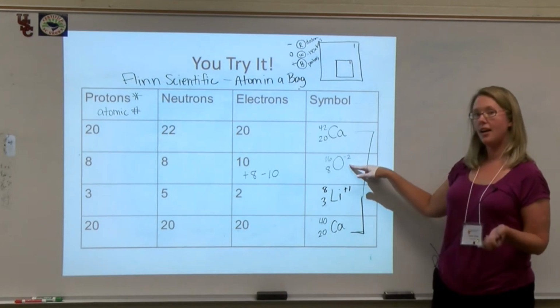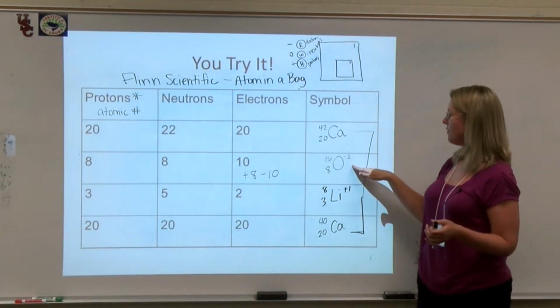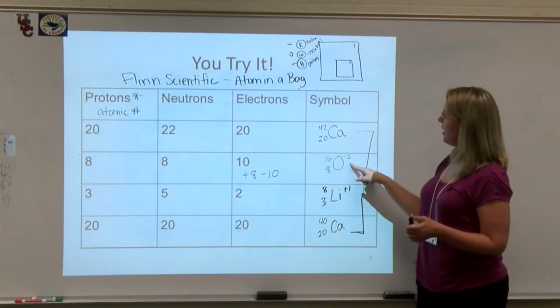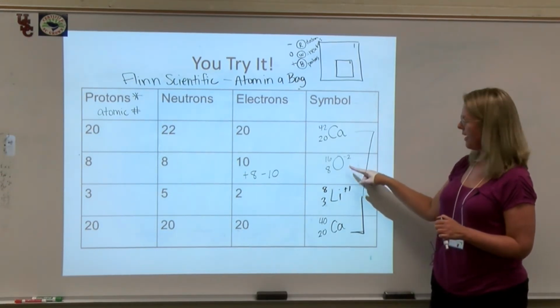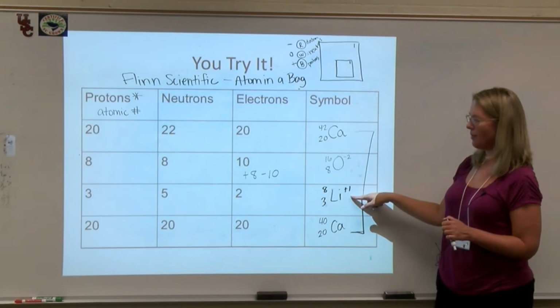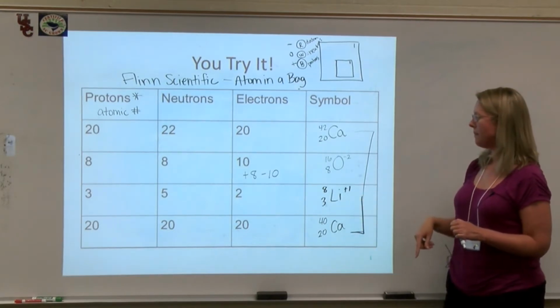This is an anion. Remember we talked about last class, or last video, is -2. And so it's negatively charged, makes it an anion. This is positive, so it makes it a cation of lithium.